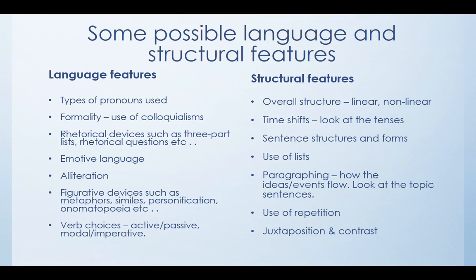And then look for any use of juxtaposition, where a writer will put two completely opposite ideas together to create a really unusual sentence. Or maybe they'll use contrast, so you might have contrasting ideas between paragraphs or between sentences. So they are some suggestions of the sorts of things that you can look at when you're looking for language and structural features when you're answering question 3 on text 1.